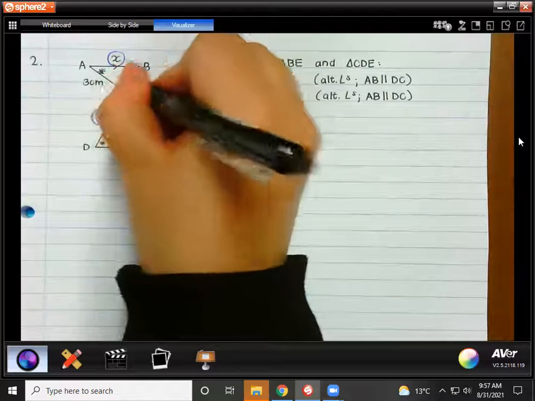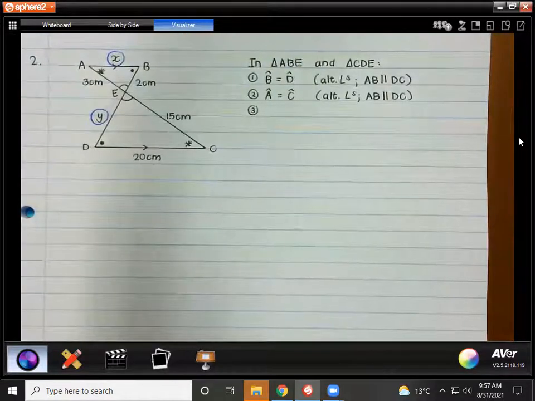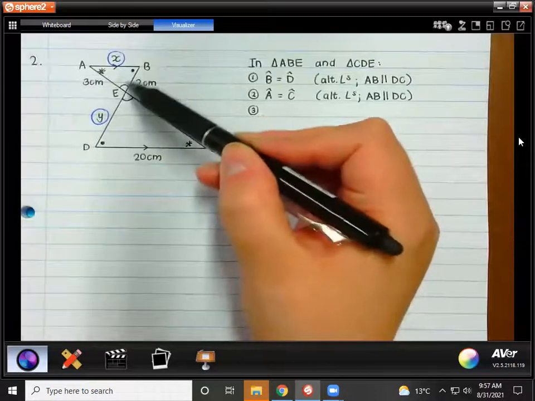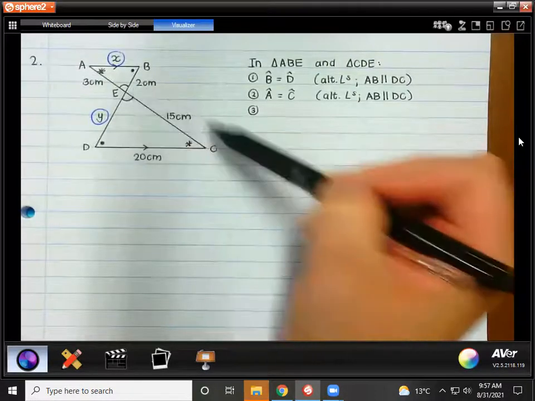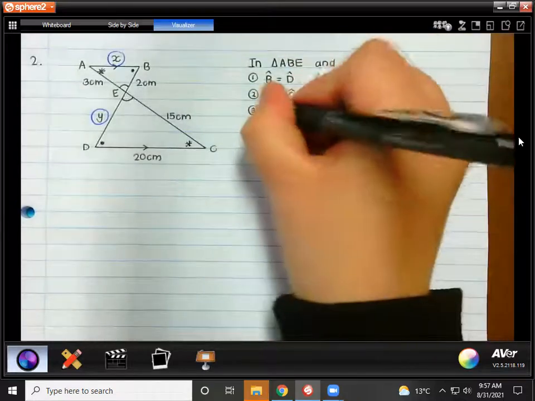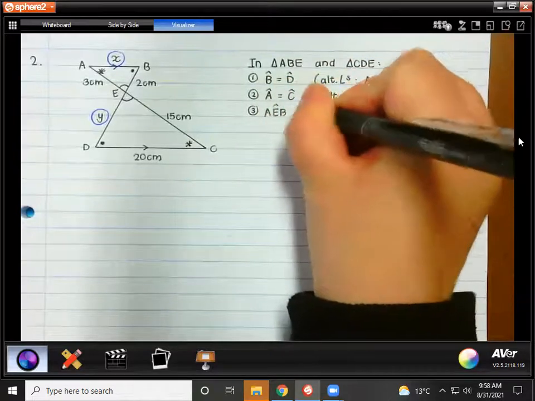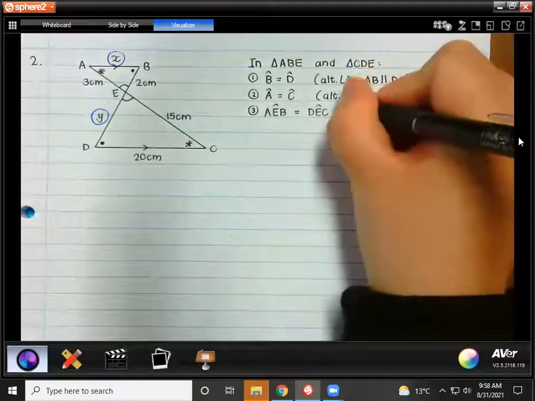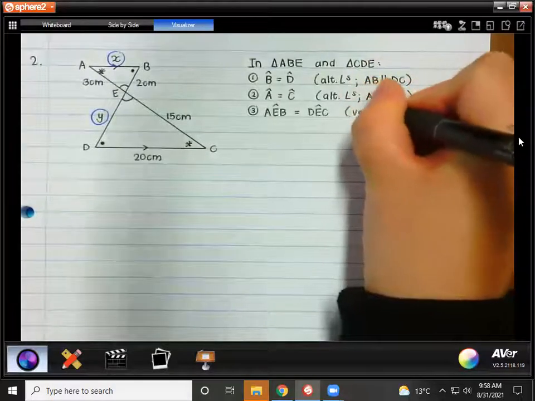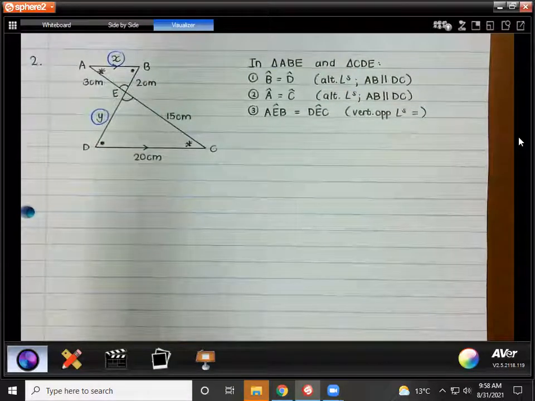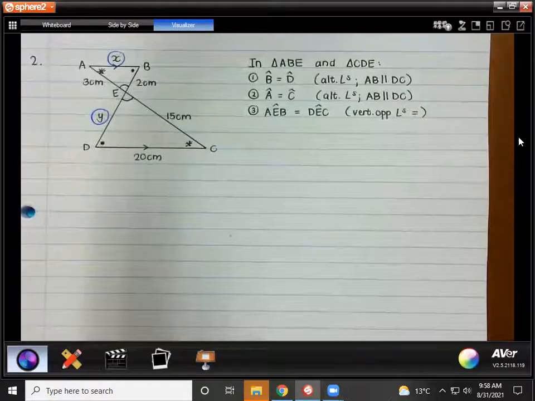So this angle at E is going to be equal to that angle at E. Guys, can I now say E equals E? No, all right, now I have to be specific. AEB for the top one is equal to DEC for the bottom one. AEB is equal to DEC. And now we can say vert opp angles equal. Or you could say angle sum of triangle. Okay, if you didn't notice the vertically opposite angles there, angle sum of triangle also would have been fine.